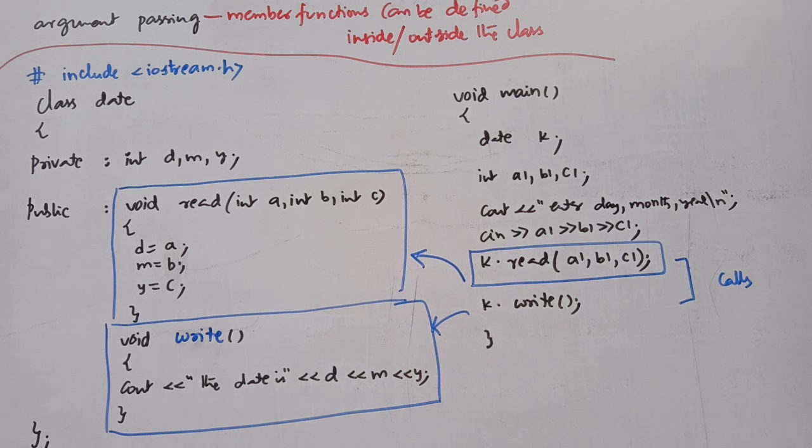The concept of formal parameters and actual parameters. This is important. As usual, the remaining part of the program is the same. You create the object and you call the member functions k.read and k.write. Once you call the member function, the control will be transferred to the concerned function definition part.